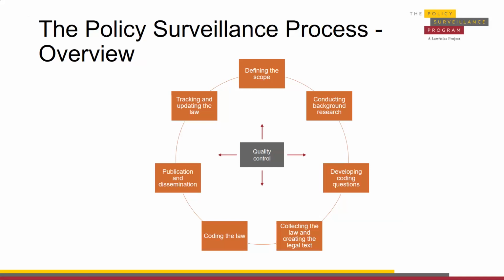The other thing you might notice about this is that the policy surveillance process is in a circle and not a straight line. This is because we tend to take an iterative approach to all of these steps, meaning while defining the scope is the first step in the process and tracking and updating the law is the last step, all of the steps are related to each other and they're never finalized.